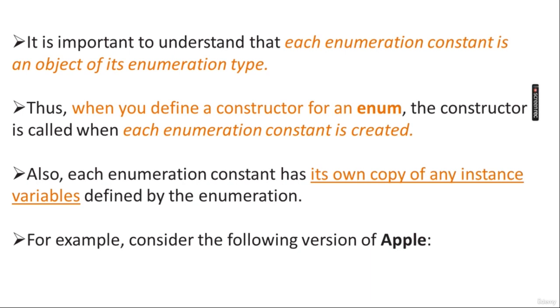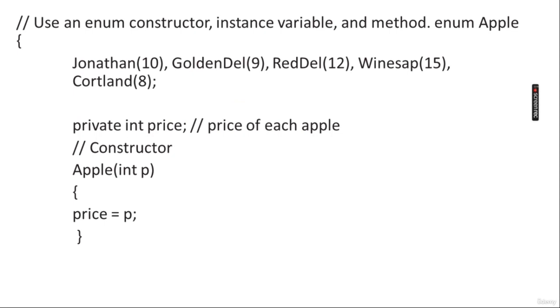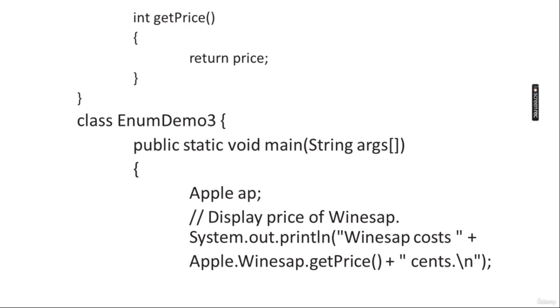Now we will see one example. Jonathan 10, Golden Delicious 9, Red Delicious 12, Winesap 15, Cortland 8, and private integer price. So this is the enumeration enum Apple with a constructor. Here we are also having one private integer variable, which is the price of each apple. The Apple constructor has the price as a parameter, and price will be initialized to P. In the same way we create constructors in classes. Then integer getPrice returns price, so we can also have methods in enumeration.